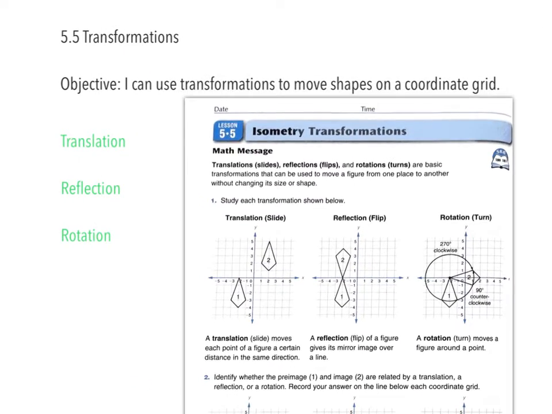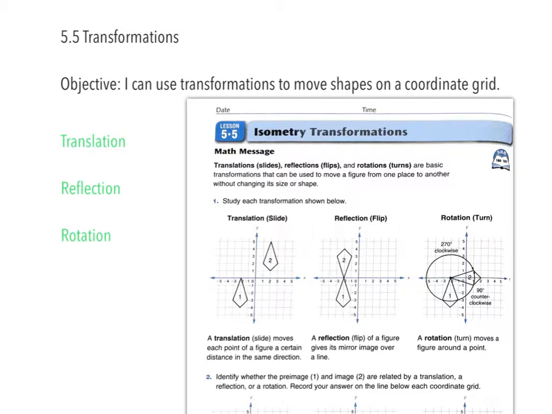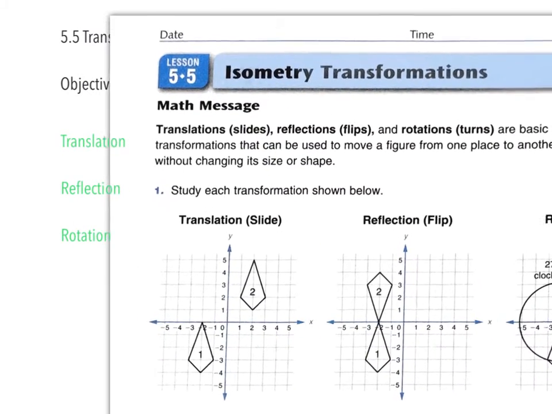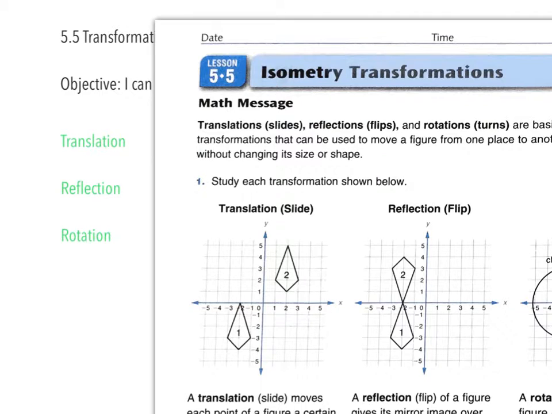We're on page 178. Translations or slides, reflections or flips, and rotations or turns are basic transformations that can be used to move a figure from one place to another without changing its size or shape. Now that's key here. So today we're moving them, but the shape, the size, that's not changing. Okay, here are some below that we'll want to look at.